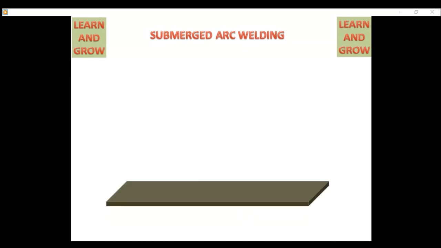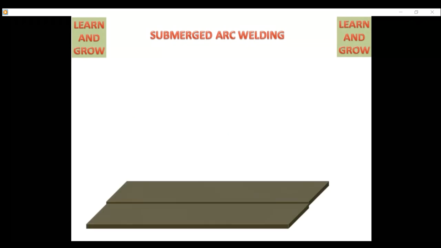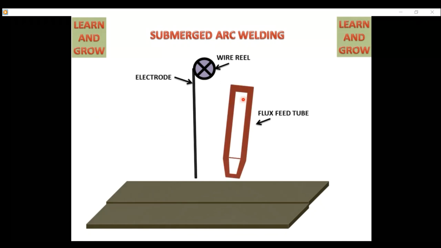This is the material that you would like to weld. This is a wire, a continuous wire. It is continuous, as I told you. It is a continuous wire electrode.